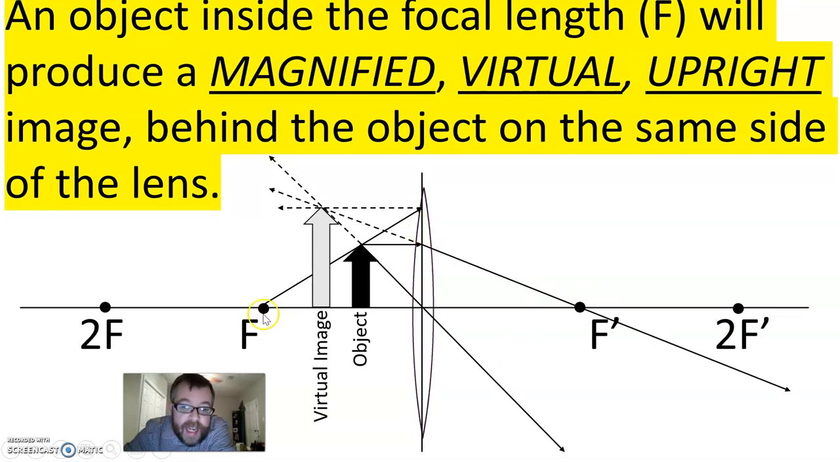An object that is between the lens and the focal length will produce a virtual image. This is our only case in which we have a virtual image. It's upright, and it's virtual because you can't project it onto a screen. Okay. But it's upright and it's magnified. It's going to be bigger than it was otherwise.